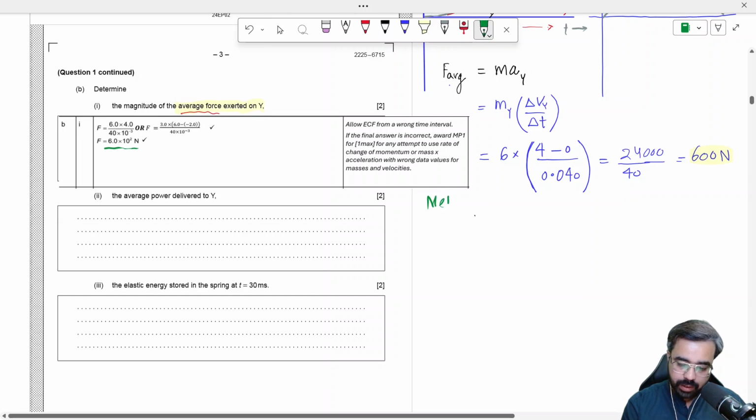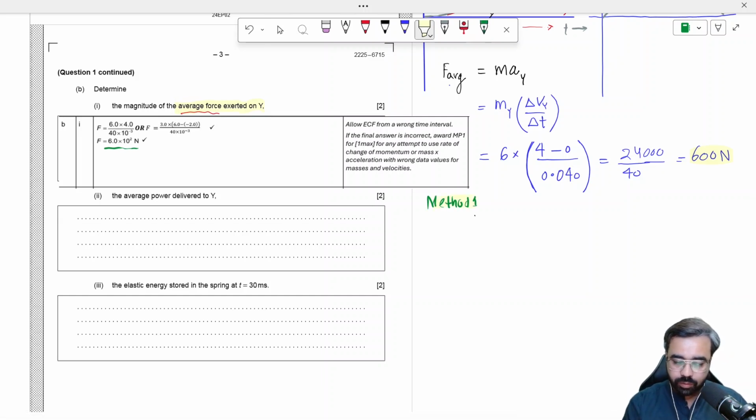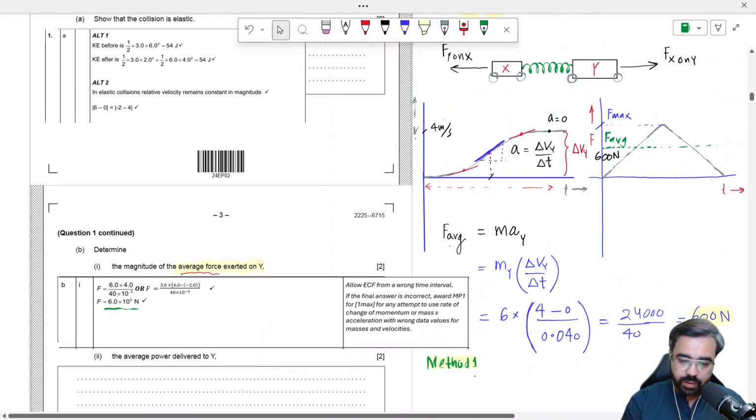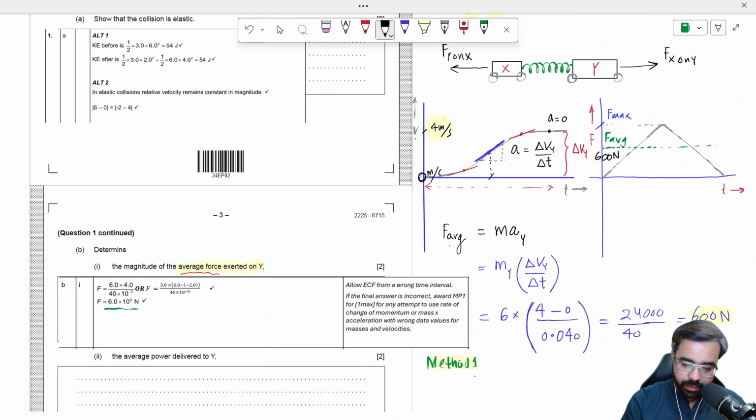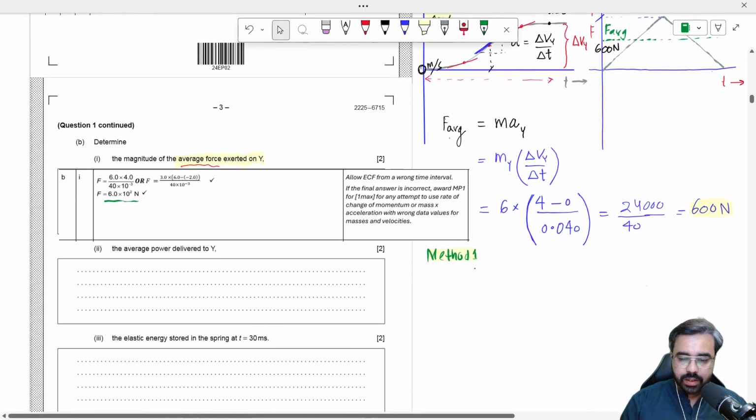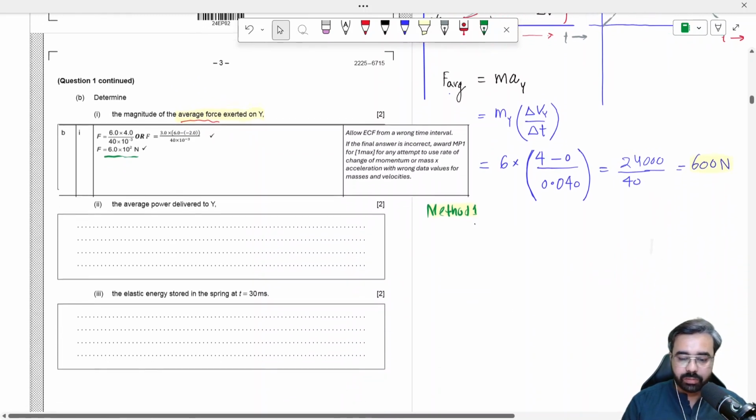The one method is, because you know that the velocity for the Y is changing from 0 meter per second to the 4 meter per second, right? For the Y, it was initially stationary, right? So it has no velocity, but it increased to the 4. So it is not increasing uniformly, right?